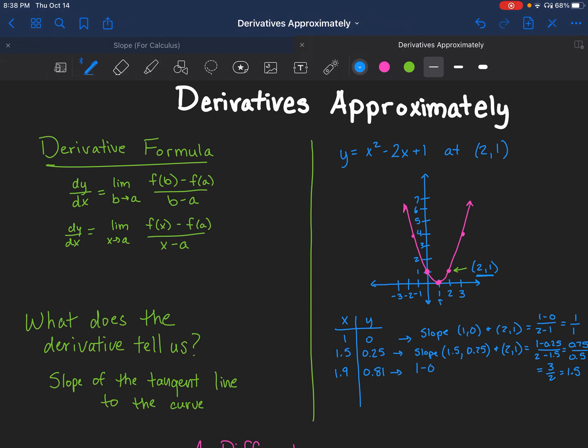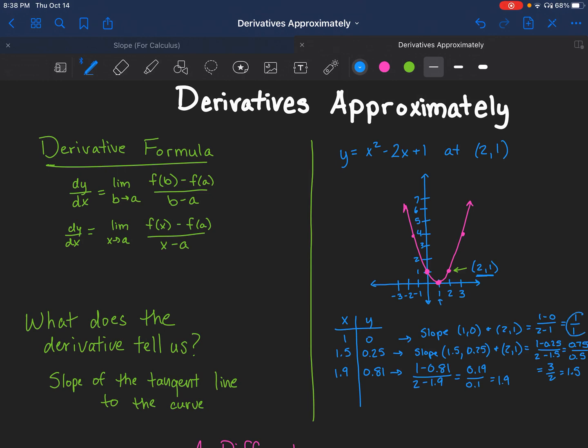I'm just going to go ahead and jump right into it. 1 minus 0.81 divided by 2 minus 1.9. Now, when I subtract 1 minus 0.81, I should get 0.19. And when I subtract 2 minus 1.9, I should get 0.1. If I take 0.19 divided by 0.1, I get 1.9. Hopefully, you're recognizing my pattern here.